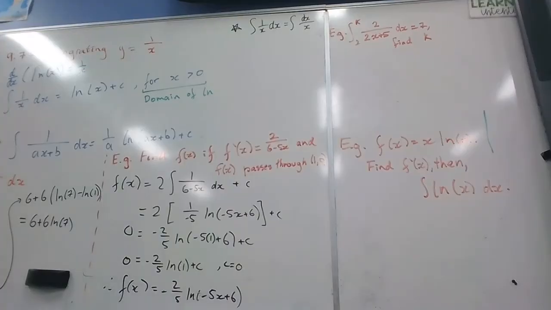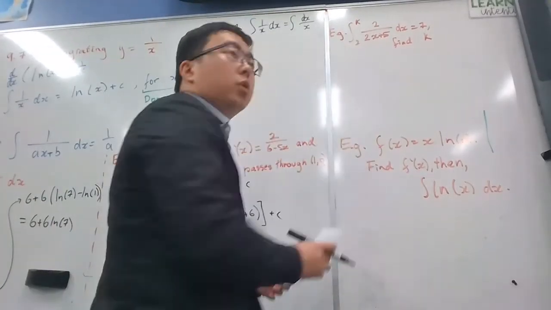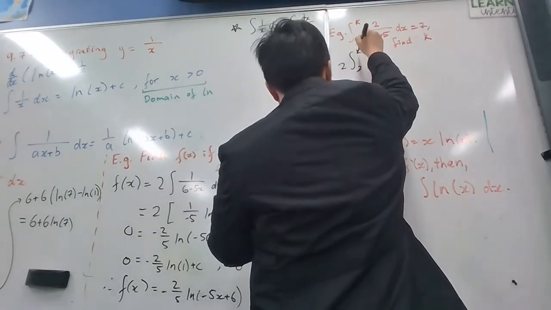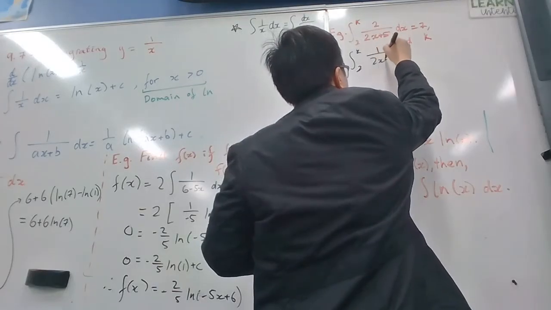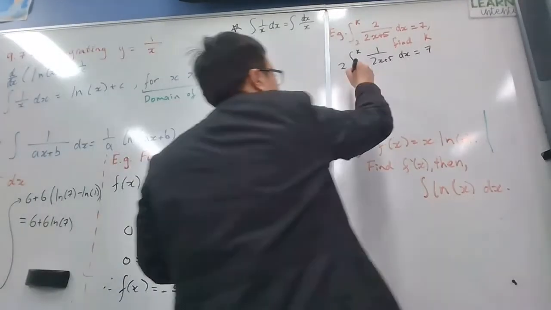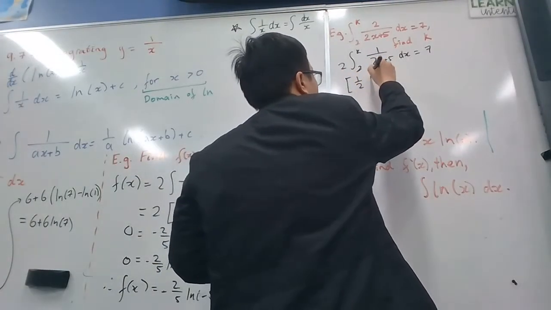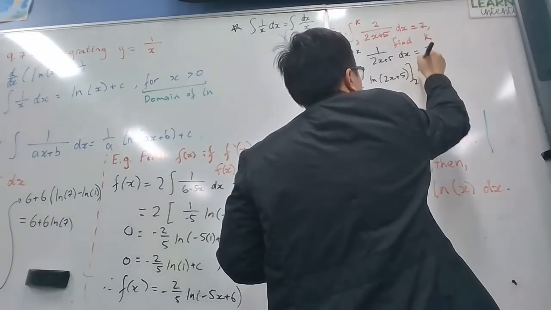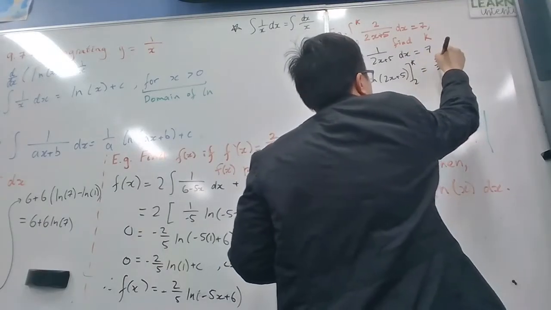So 2 examples. We have, for example, the integral from 2 to k of 2 over 2x plus 5 dx equals 7. We need to find k. Now this question is really, again, the same process with a slightly different step. You do your normal integration. So I take the 2 out: integral from 2 to k of 1 over 2x plus 5 dx, which of course equals 7. Which means that when I do my integration and apply the same rule, 1 over 2 ln of 2x plus 5 from 2 to k equals 7 over 2.